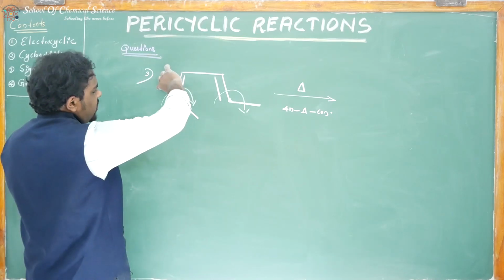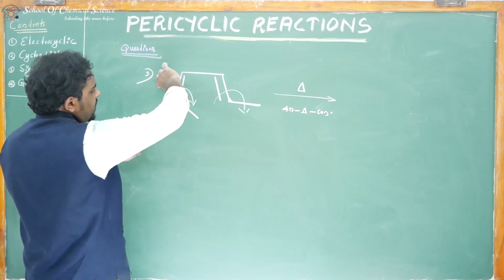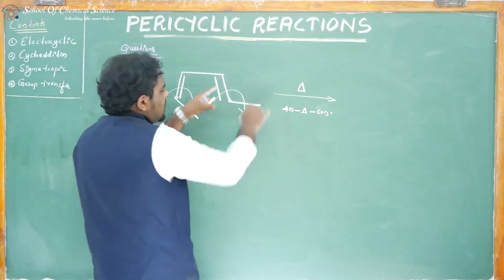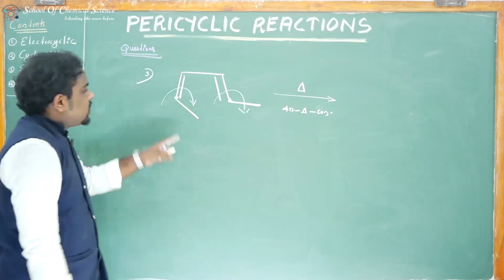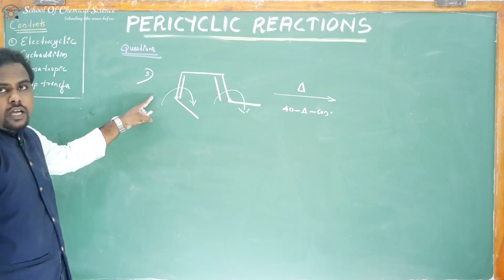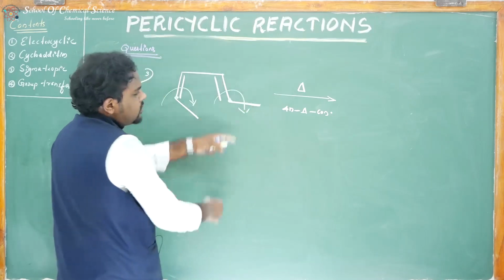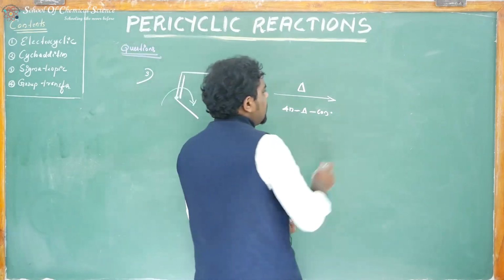So after clockwise rotation, this CH3 is below the plane, and this CH3 is also below the plane. After clockwise rotation, the first CH3 is below the plane and the fourth CH3 is also below the plane. So what is the stereochemistry?